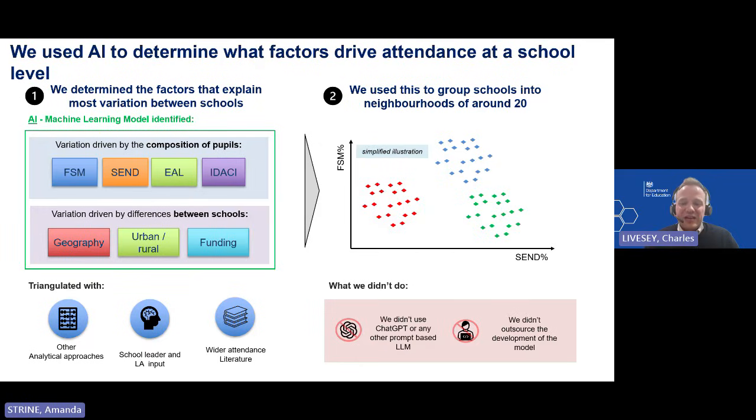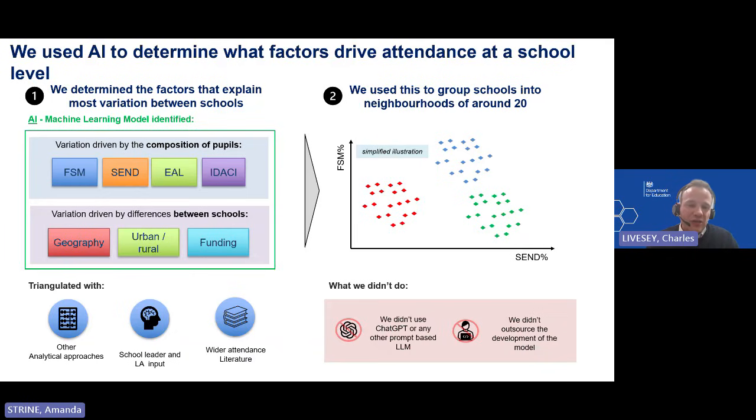We also sense checked the outputs of the model against a range of sources. This included other analysis, stakeholder input, and also the wider attendance literature. So when you see your similar schools, you can be confident that they're evidence-based and not based on guesswork. So we have these 7 factors. What we did next is we used these to group schools into clusters of around 20 using a statistical method called weighted Euclidean distance. This is a tried and tested approach for grouping schools.